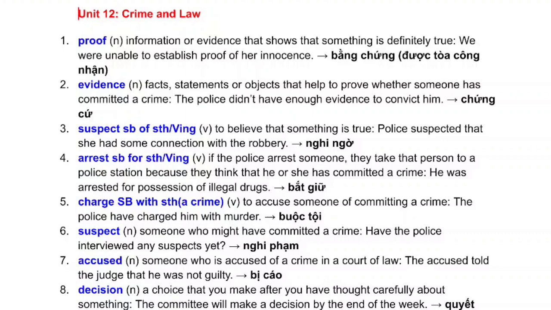2. Evidence. Evidence means facts or statements or objects that help to prove whether someone has committed a crime.